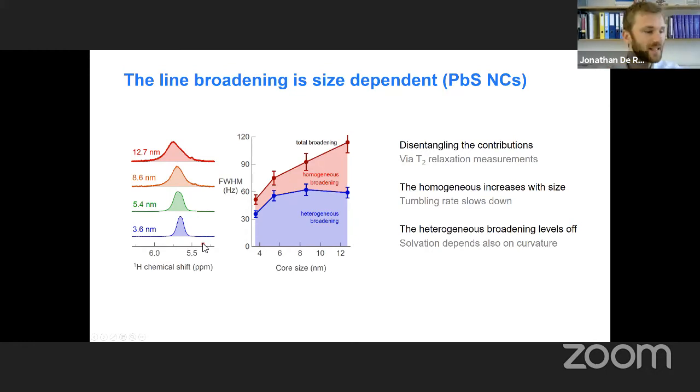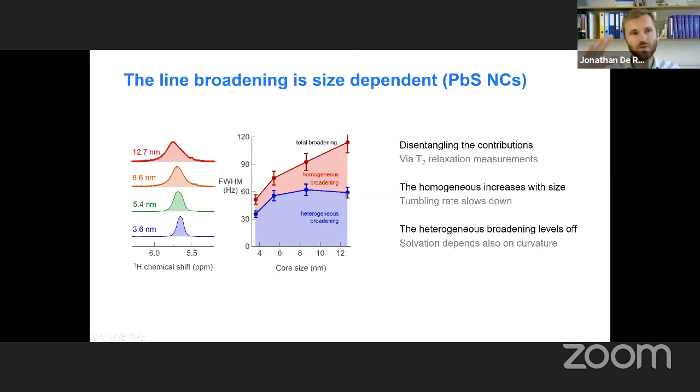But what we then did is again disentangle these contributions. We said, okay, measure again the T2, calculate the homogeneous broadening, subtract the homogeneous broadening, and then get the heterogeneous broadening. And then you see the areas here evolve, and you see that the homogeneous broadening continuously increases. That's logical. Homogeneous broadening was related to size and rotational mobility. So a bigger nanocrystal has lower rotational mobility, and so the homogeneous broadening increases. This heterogeneous broadening initially increases and then levels off.